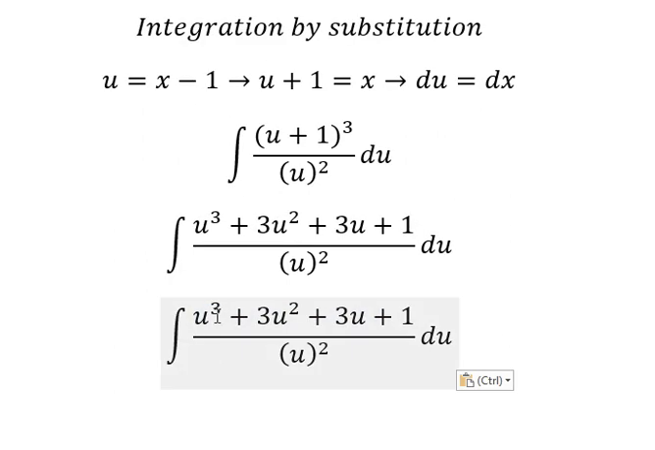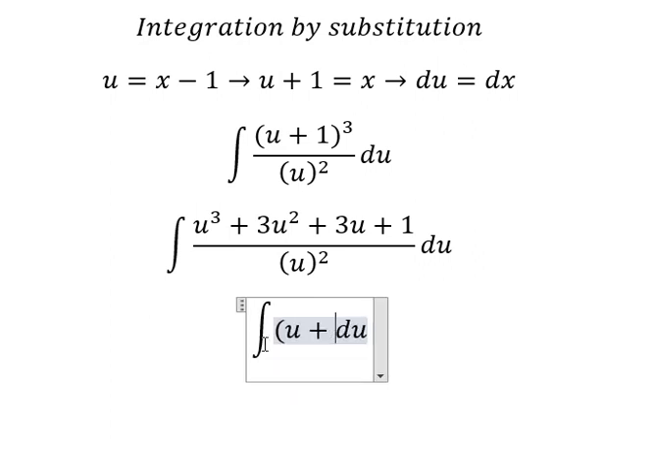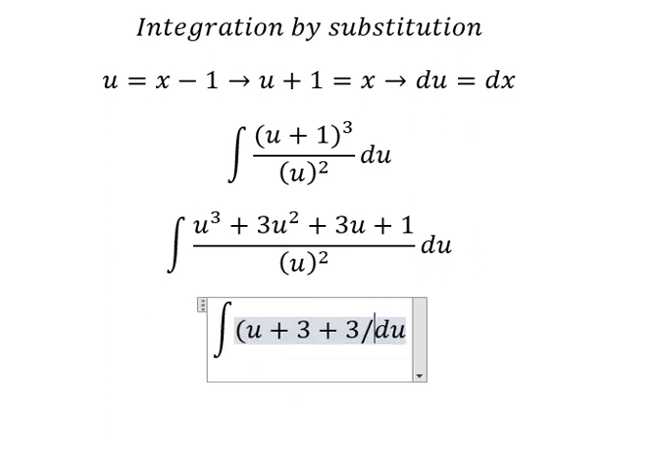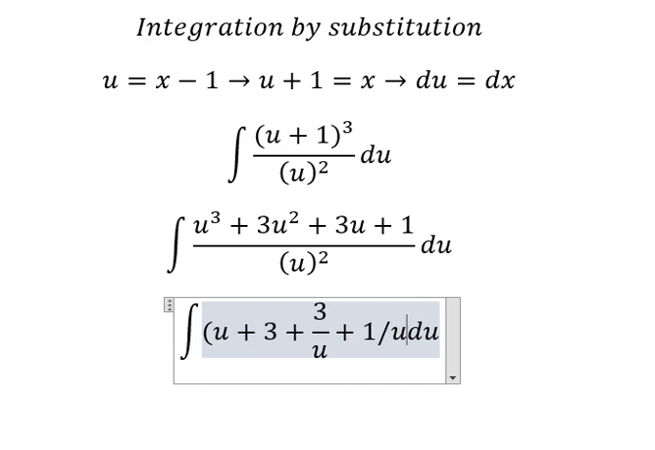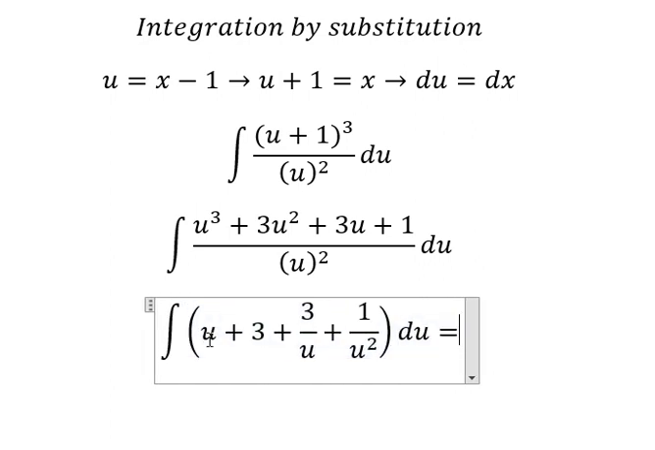So u to the power of 3 divided by u squared, you get u; u squared divided by u squared, you get 1; u divided by u squared, you get 1 over u. This is 1 over u squared. So we have u plus 3 over u plus 1 over u squared. And now we have the final answer.